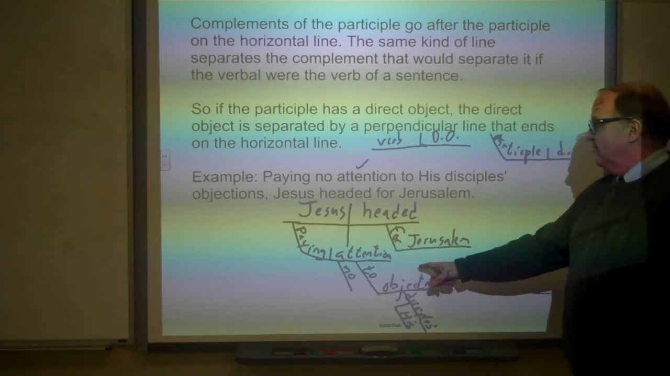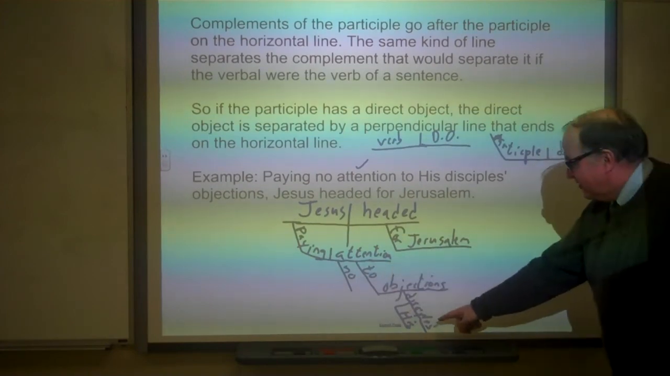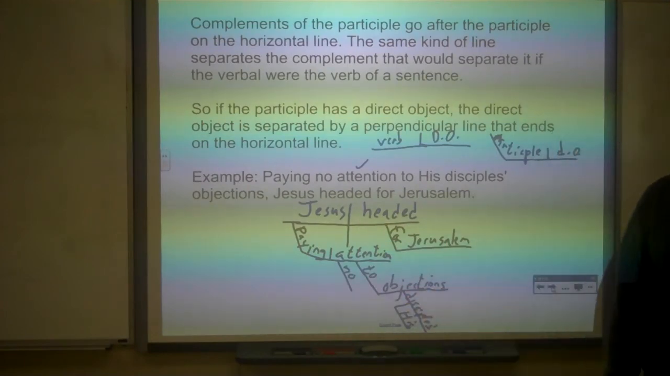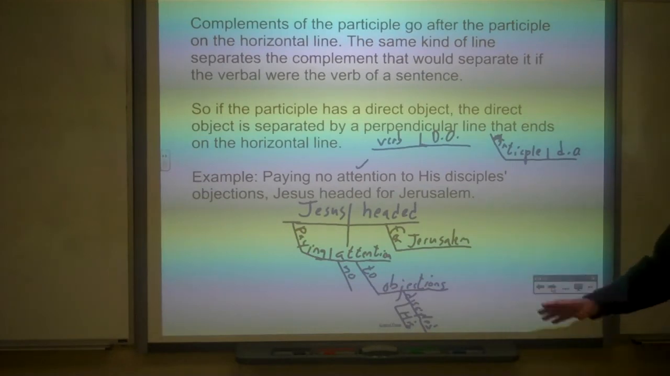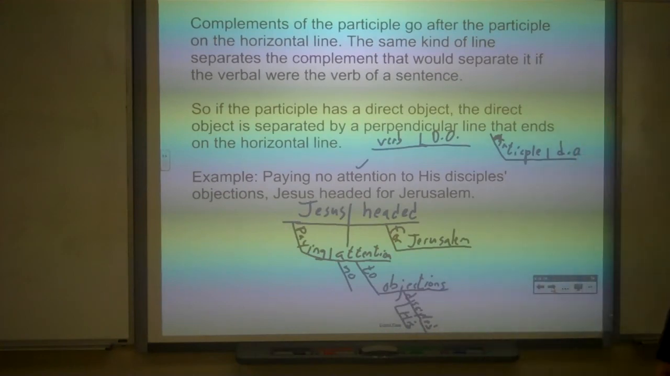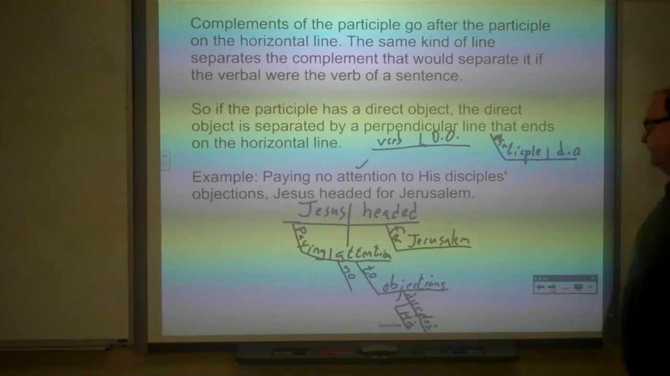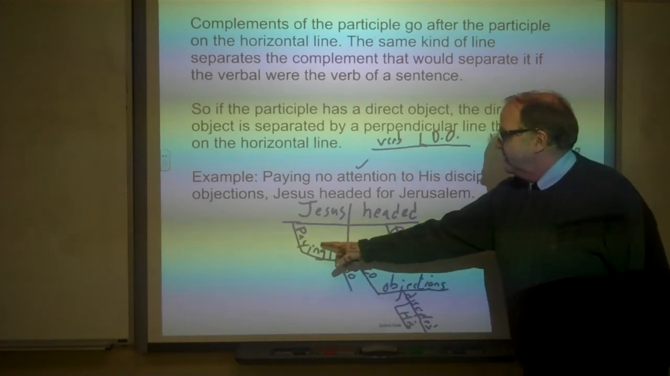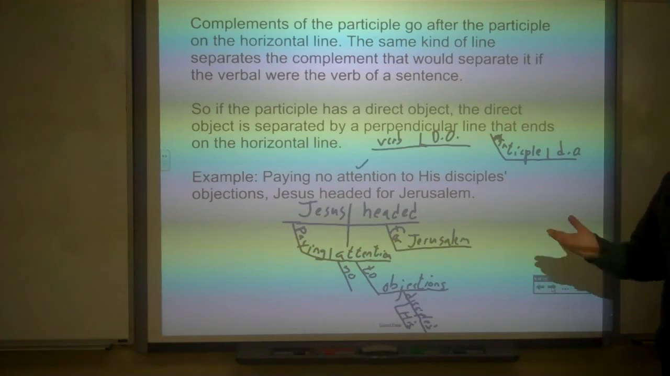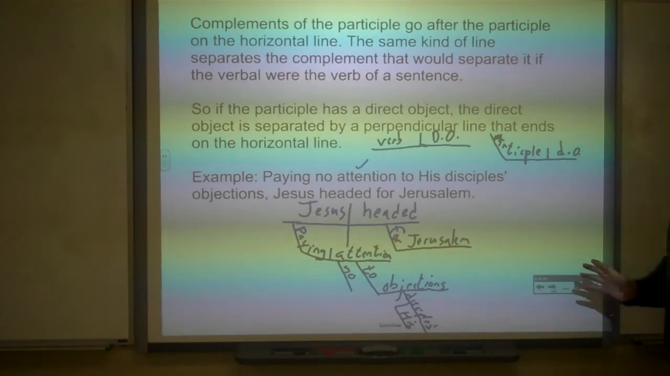So objections is the object of the preposition to. Disciples modifies objections. And his, if you think about it, really modifies disciples. It doesn't modify objections. It's not his objections, it's his disciples' objections. So we put the his parallel to the modifier that it modifies. Okay, I'll leave that up for a minute, but notice here, the direct object of paying is diagrammed as though it was the direct object of a verb. In this case, the direct object of the participle, of the verbal.